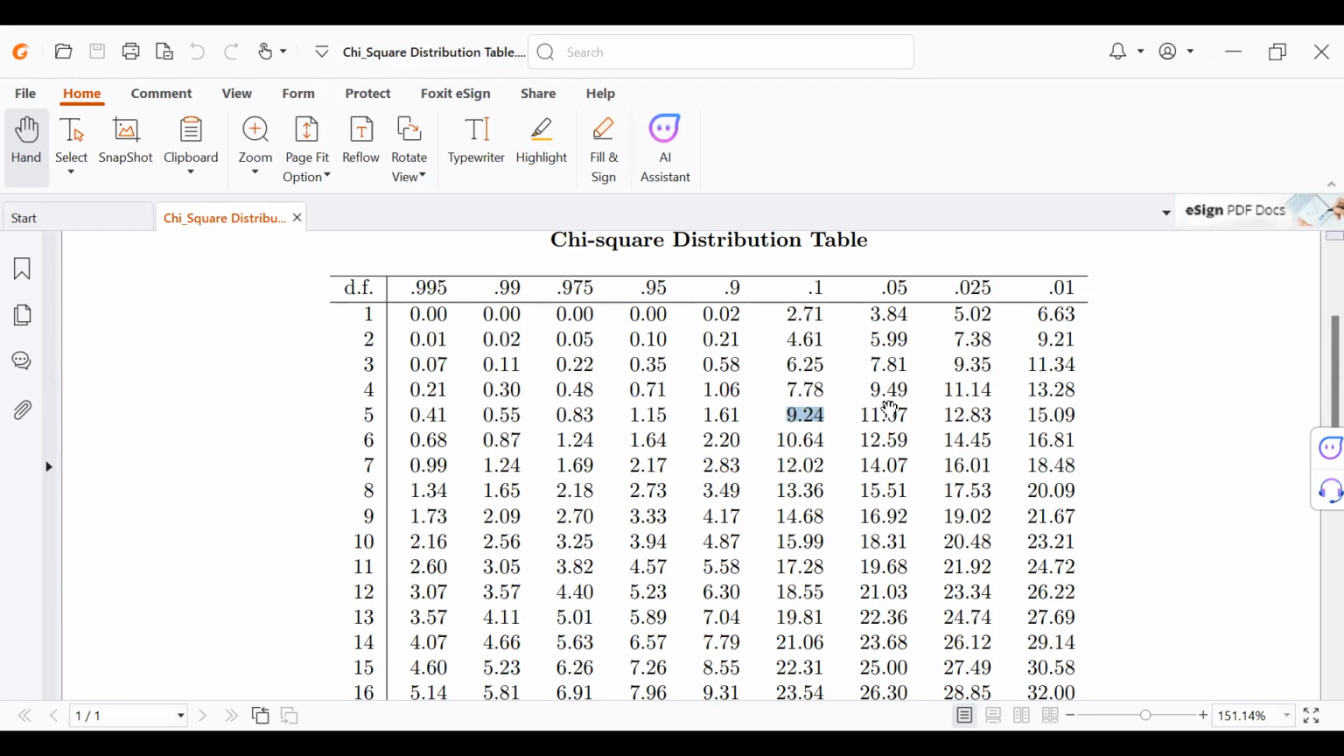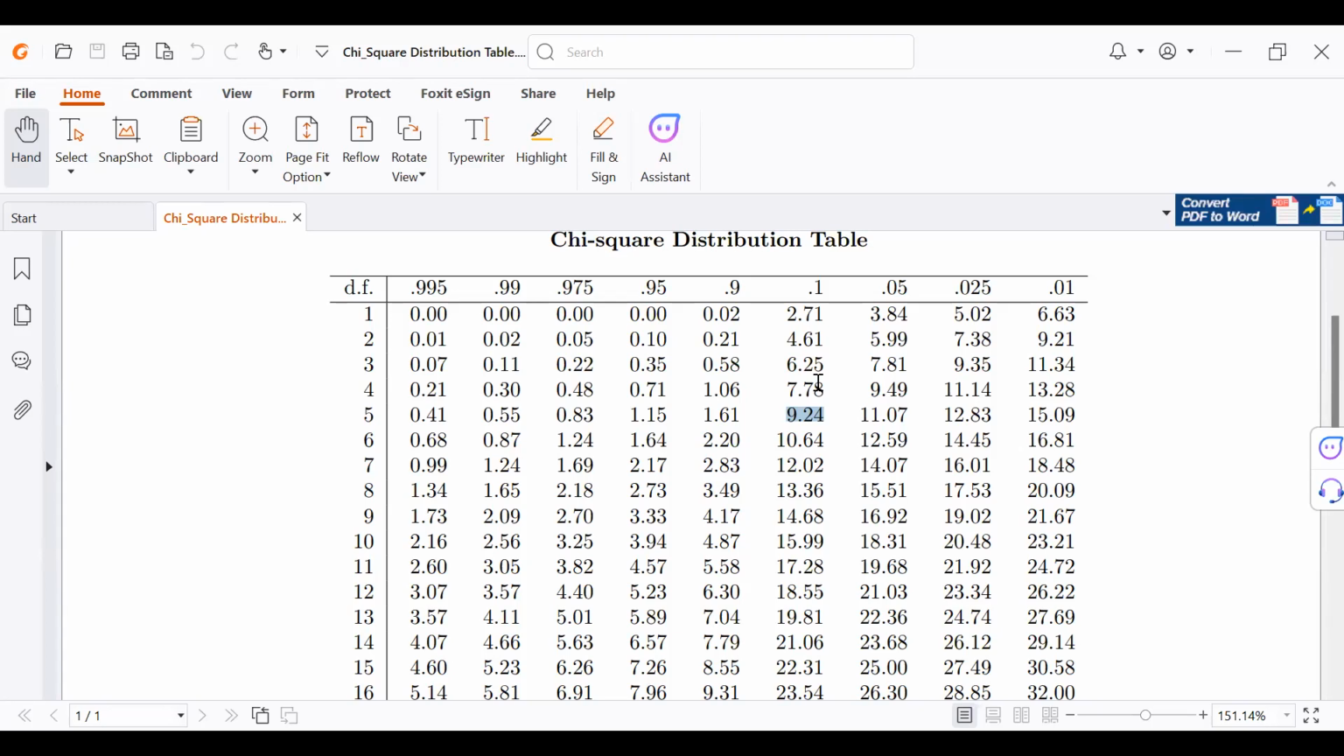No. Now, your critical value is 9.24. It's no longer 11.07. Remember, now you are using 10%. So the 12.26 is your actual chi-square that you've calculated. And then the critical value of the chi-square is now 9.24. So you will still go ahead and reject the null hypothesis.